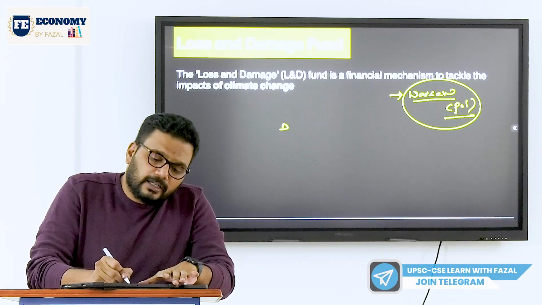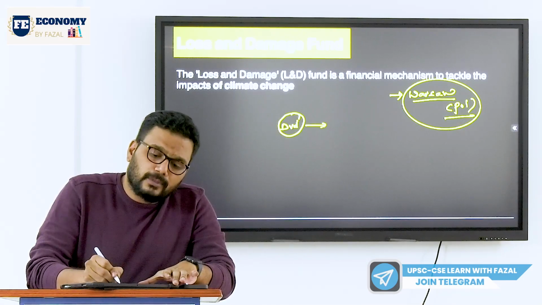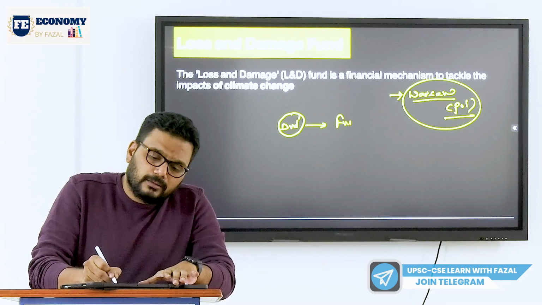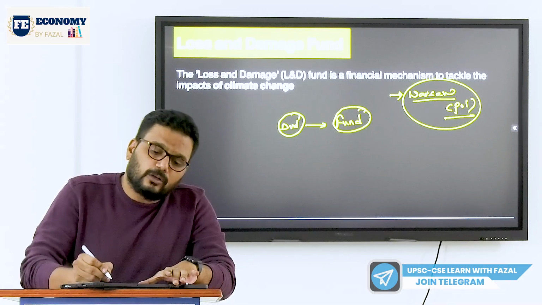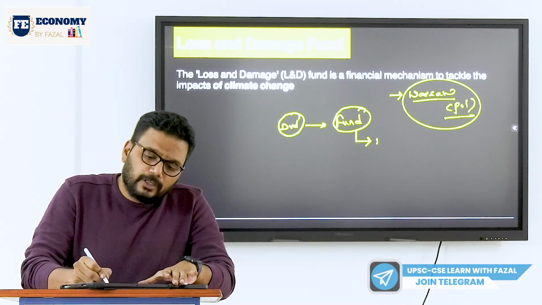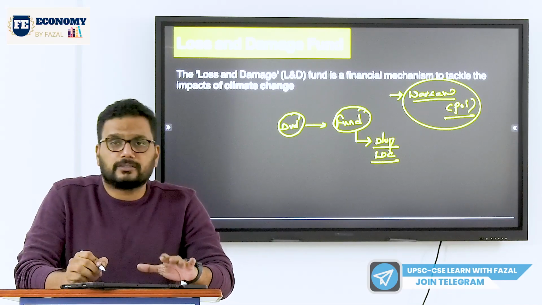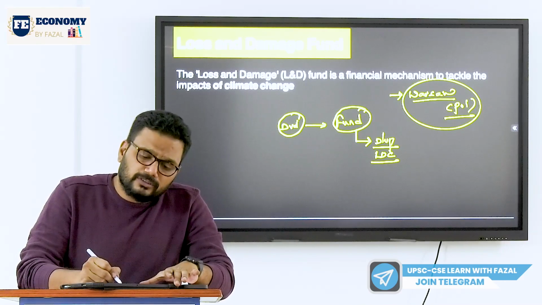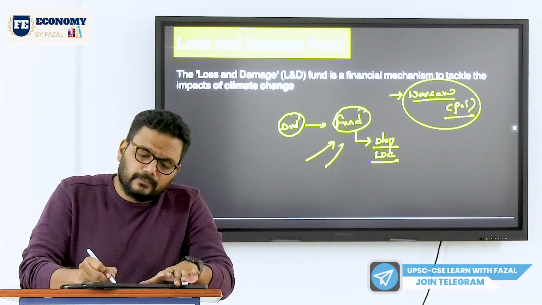So, developed countries will make a contribution, they will make a fund which is called the loss and damage fund. This fund will be utilized by all these developing countries along with the LDCs. LDCs are least developed countries. Contribution to this fund can be from anyone.